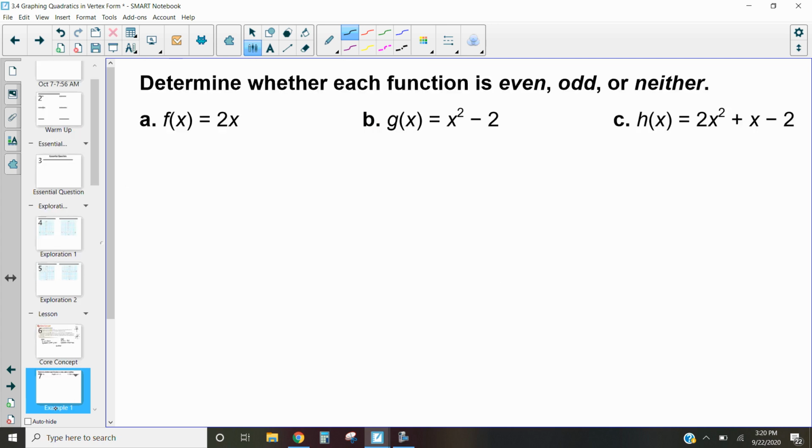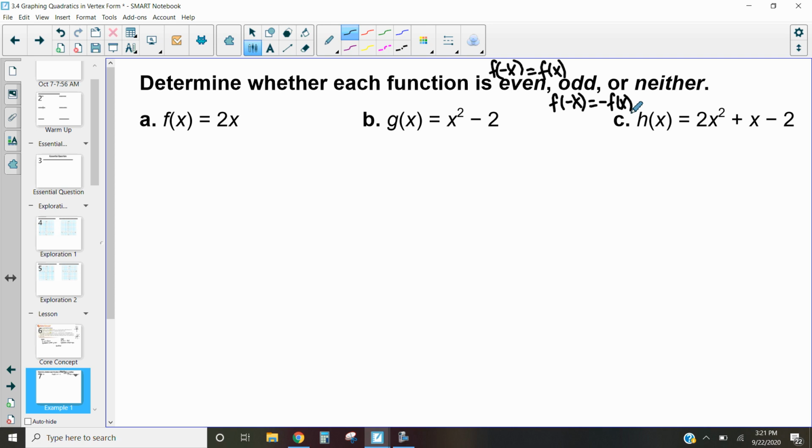So we want to determine whether it's even, odd, or neither. Remember, if it's even, then if I put in a negative x, I'm going to get my original thing back out, f of x. If it's odd, if I put in a negative x, then my whole function is going to be the negative version of what it was before. If it's neither, then it doesn't do one of those two things. So let's check out this first one.